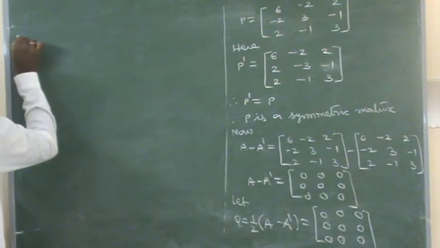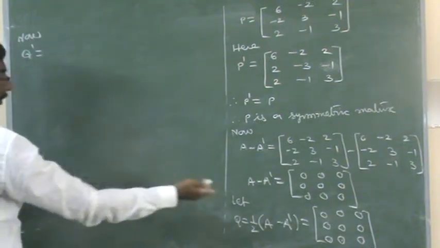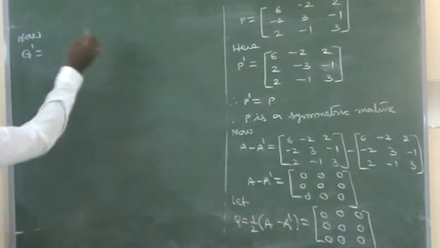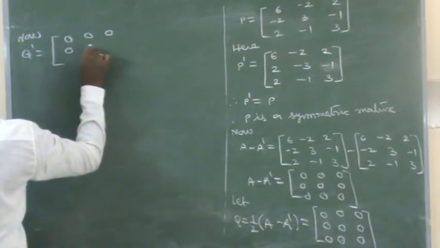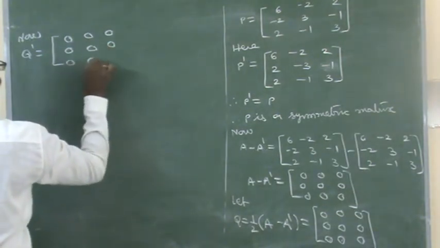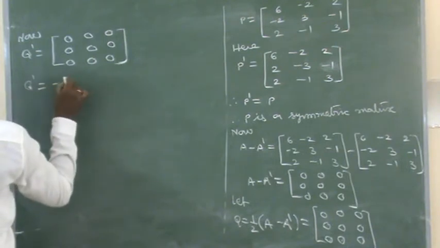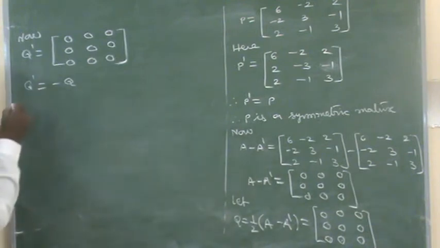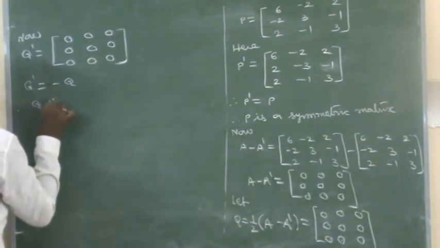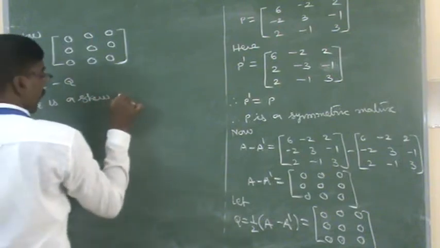Now, transpose of Q. Transpose of Q means the matrix transpose. The 0 matrix transpose gives the same 0 matrix, all 0s. This is the Q matrix and it is also skew symmetric. So Q transpose can be written as minus Q. Yes, it is possible. Therefore, Q is a skew symmetric matrix.